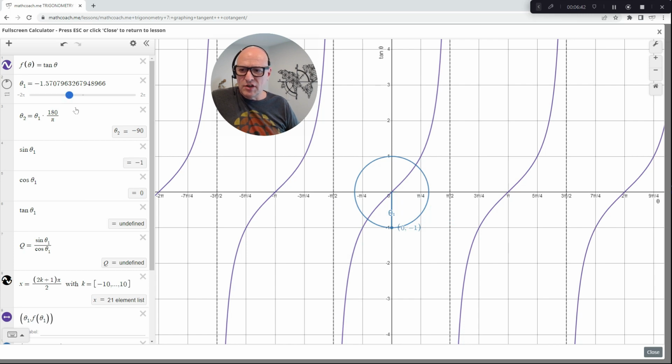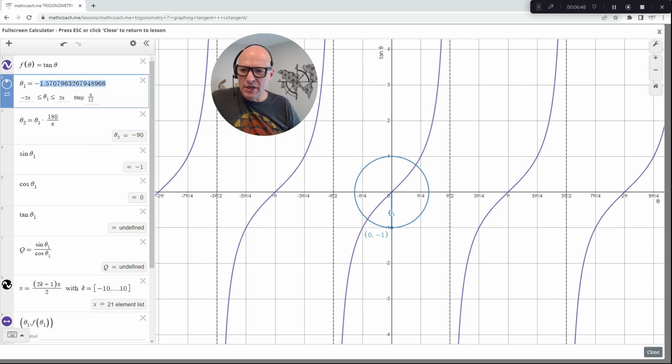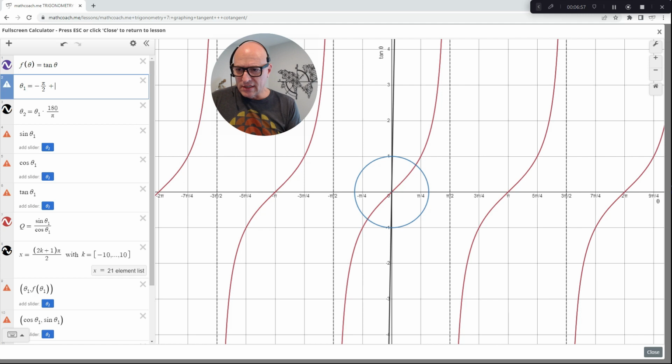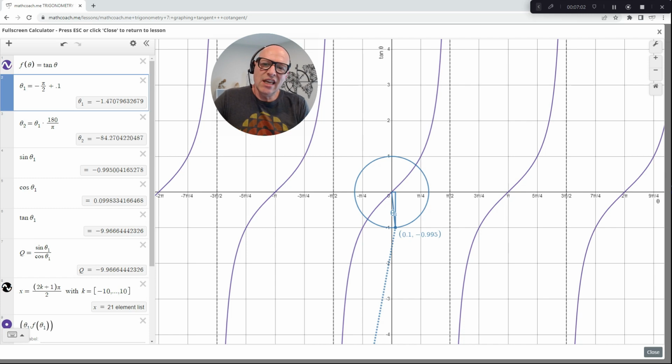let's do it in the other direction. So here we are at negative 90 degrees, and again, our function is not plotted. Now let me try this a slightly different way. I'm going to type in that this is negative pi over 2 plus 0.1. So slightly closer, but a little less than negative pi over 2. And we can see that the tan of theta at negative pi over 2 plus 0.1 is around negative 10.